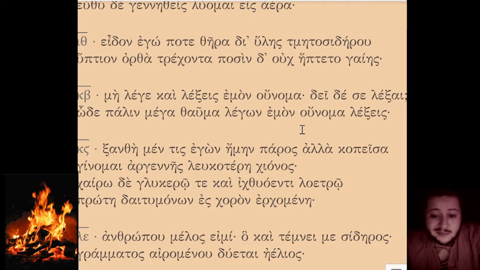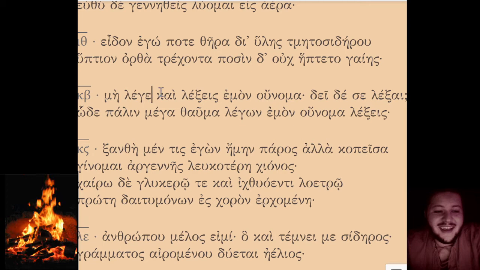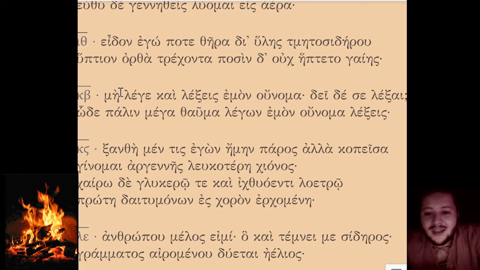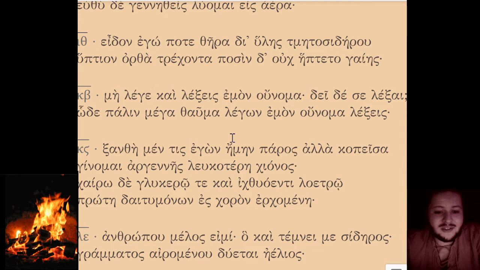Okay. So the first two words, it's a great thing to be able to say in ancient Greek. Mi lege, so mi basically is a way to say not when you're saying don't do something. It's what's called a prohibitive no. No, do not. And then this word here is the imperative, the command form of the verb that means to speak. So do not speak. This is how you say shut up in ancient Greek.